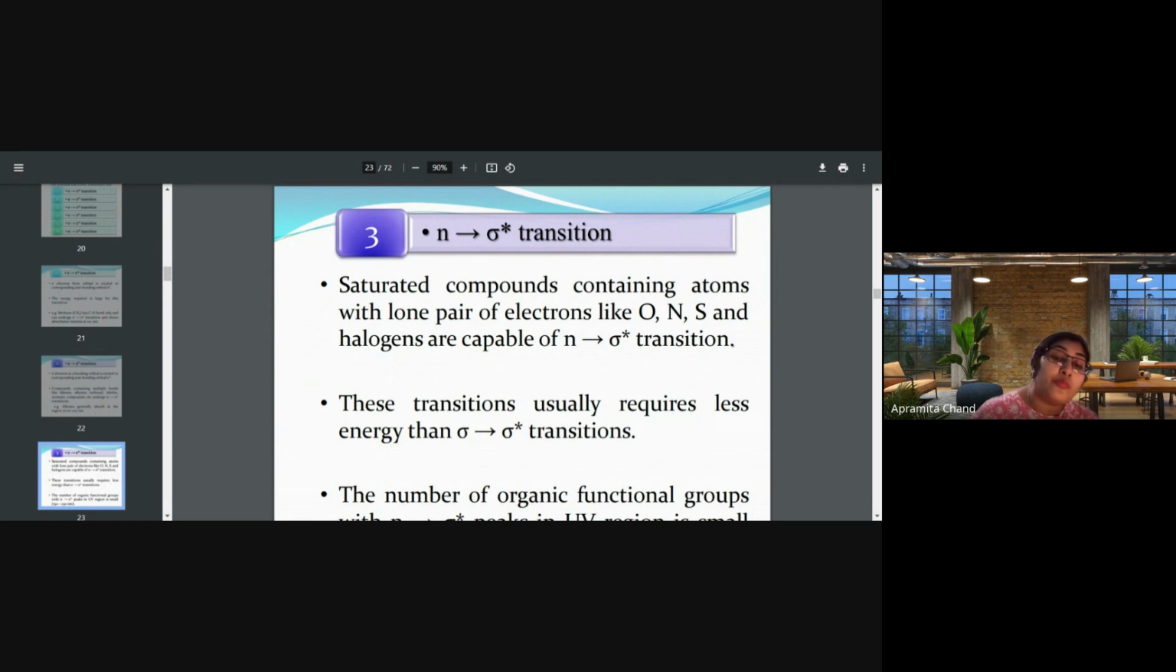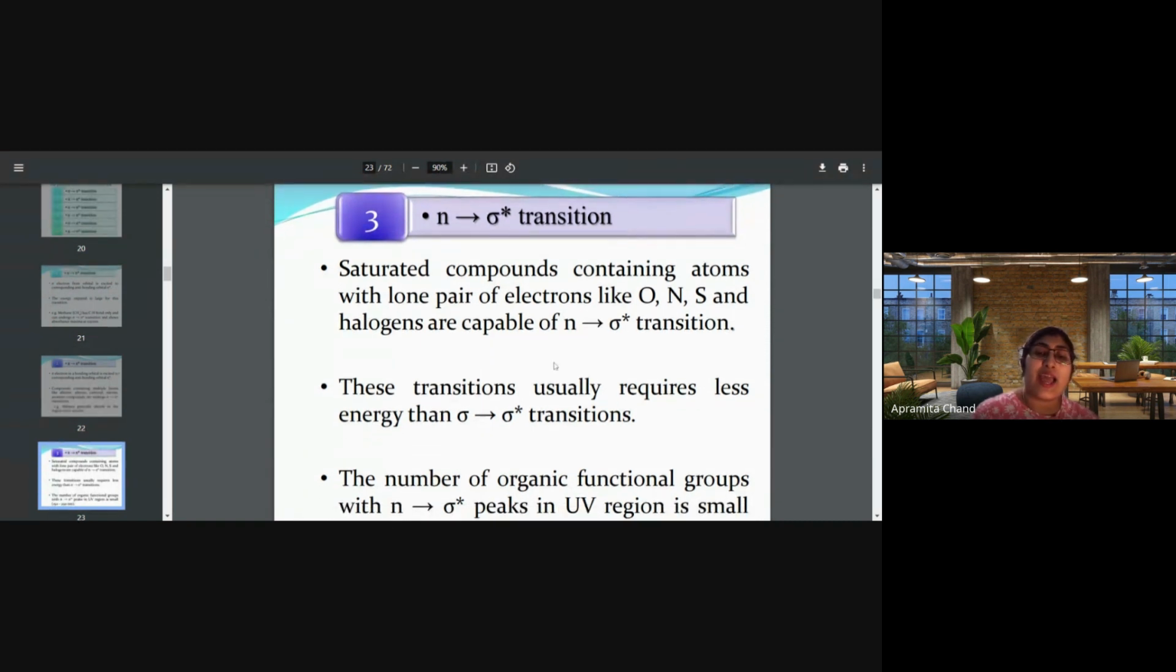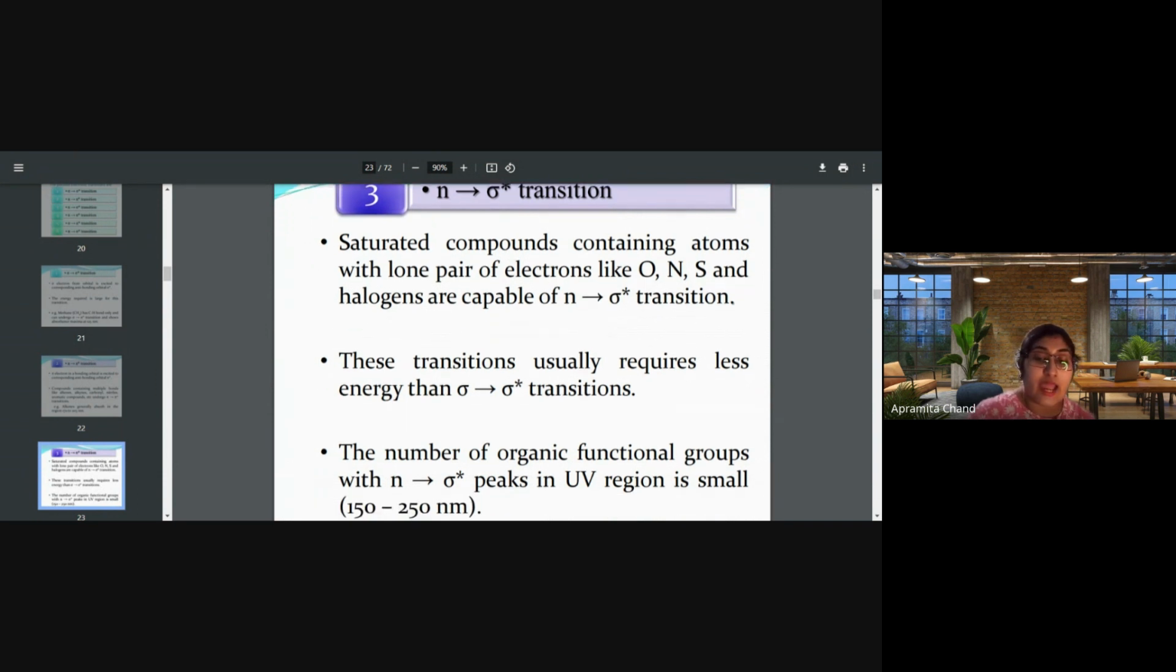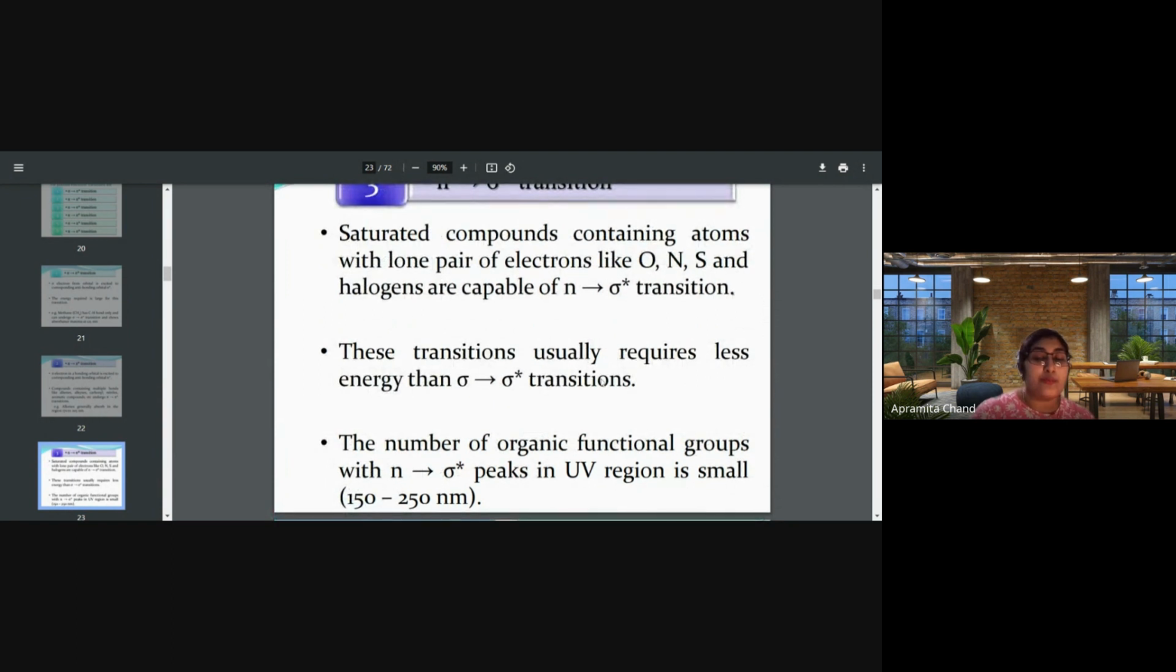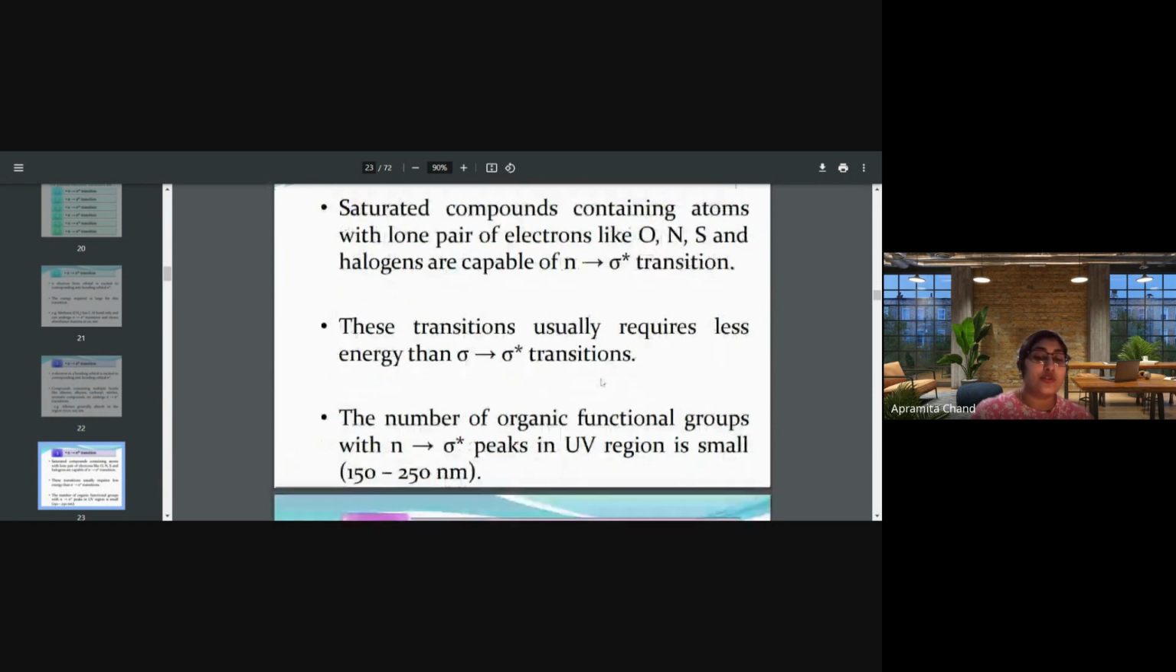When we think of non-bonding, you think of elements which have lone pairs. Now, which elements have lone pairs? Oxygen, nitrogen, sulfur, halogens, right? So, they all have lone pairs of electrons, and they require less energy than sigma to sigma star transitions. Obviously, because in a sigma bond, the bonding is there. In the lone pair of electrons, they are just held loosely, they are not bonded, so obviously they require less energy. And also the number of organic functional groups with n to sigma star peaks in the UV region is a little small.